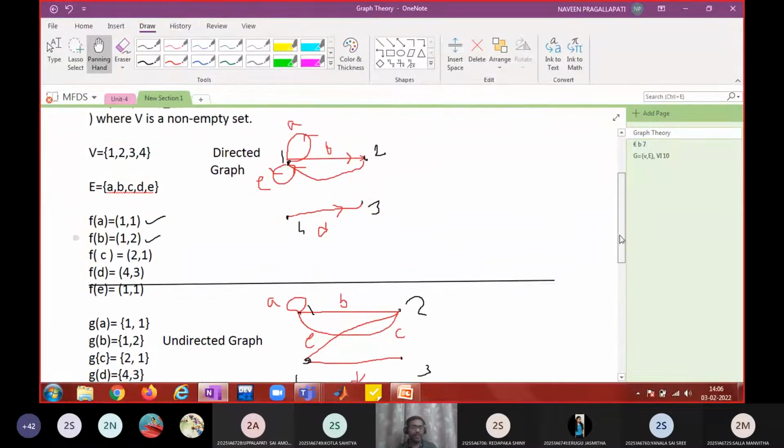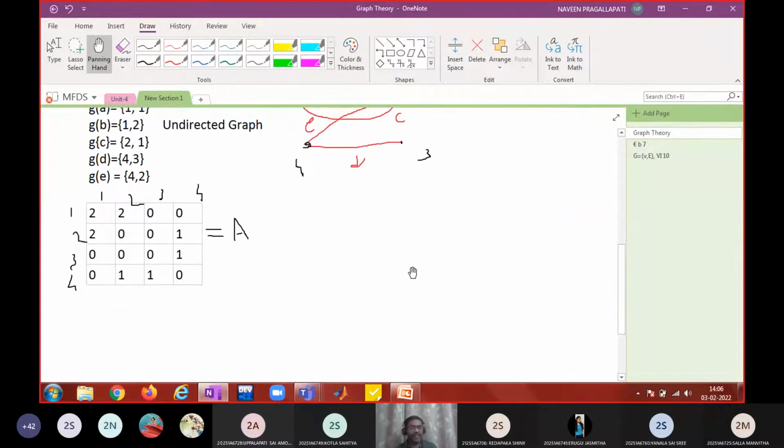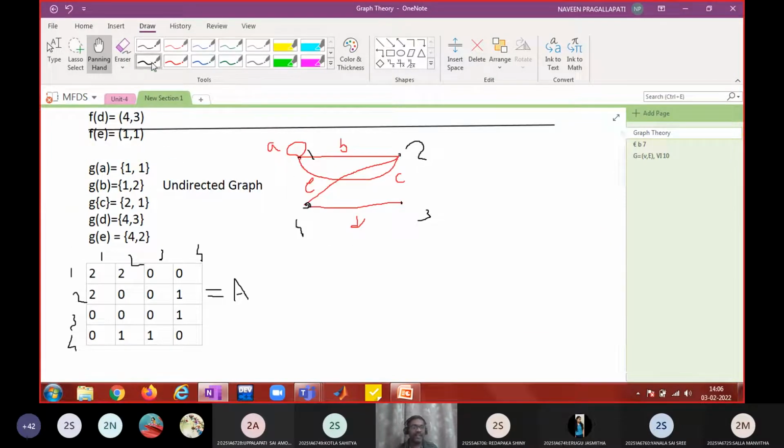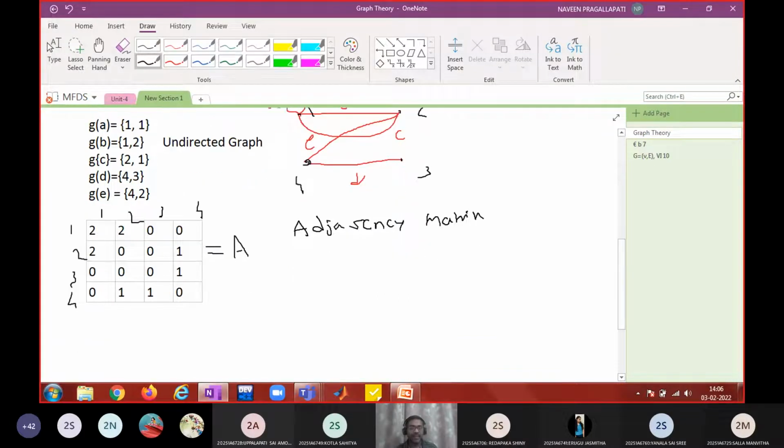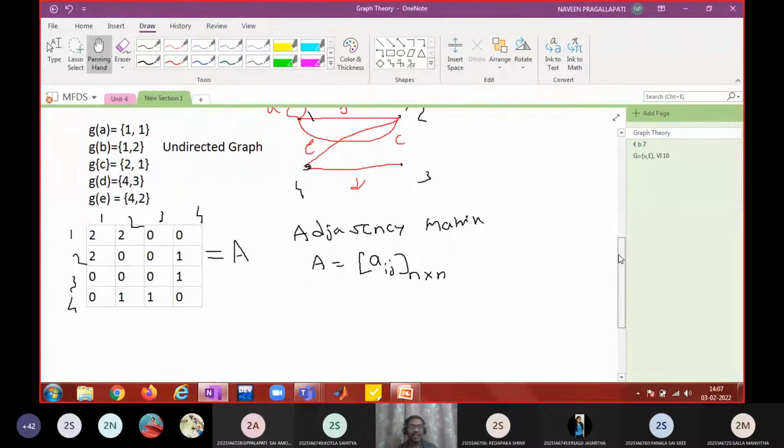Elements of V are called vertices or nodes, and elements of E are called edges or links. Mostly we'll be discussing undirected graphs only. We also discussed the adjacency matrix and the incidence matrix. How is the adjacency matrix defined? A equal to Aij, the elements of the matrix, of order n by n. What does n refer to? n refers to the number of vertices.